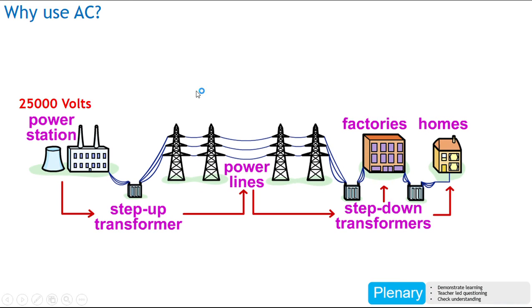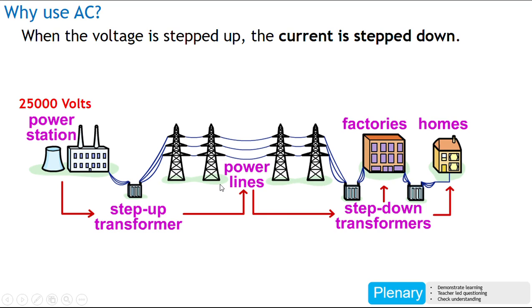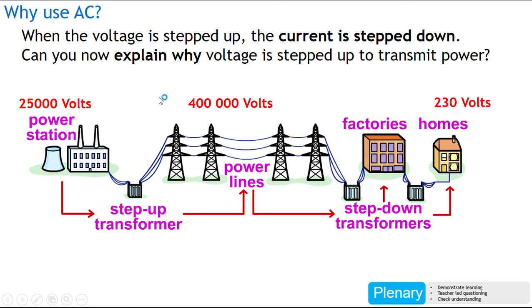So why do we actually use AC to transmit power? And the reason is because when the voltage is stepped up, the current is stepped down. And we know that power dissipation is proportional to the current squared, because P equals I squared R. So the smaller we can get the current, the smaller we can get the power dissipated.